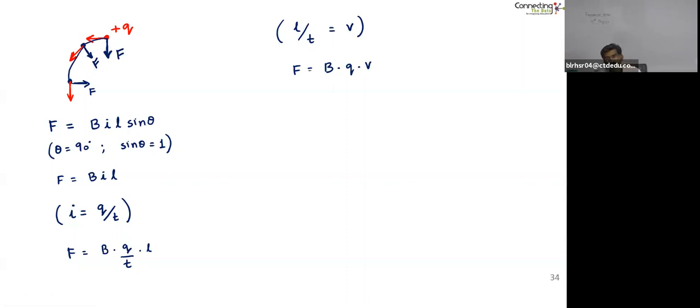F equals BQV, where B is the strength of the magnetic field, Q is the electric charge, and V is the velocity, the magnitude of the velocity. Now this force which is acting on the body essentially is the centripetal force. So we can say that the centripetal force on the charged particle is equal to mv squared by r, so by cancelling one of the v's, we have mv.